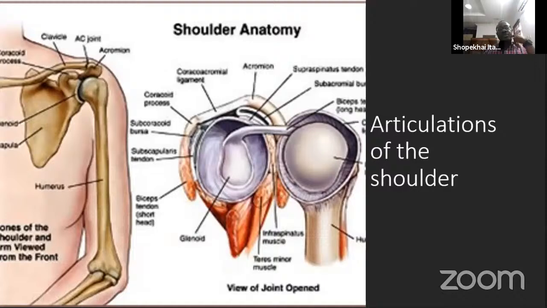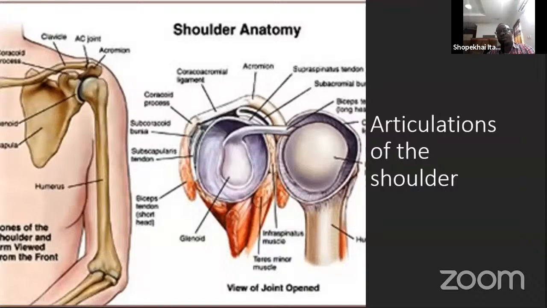So this shows you a basic picture of the shoulder joint opened up. This is the humerus, with the head of the humerus and the articulation with the glenoid cavity, which is an aspect of the scapula. We'll go into this in detail, but it's just to show how it is.